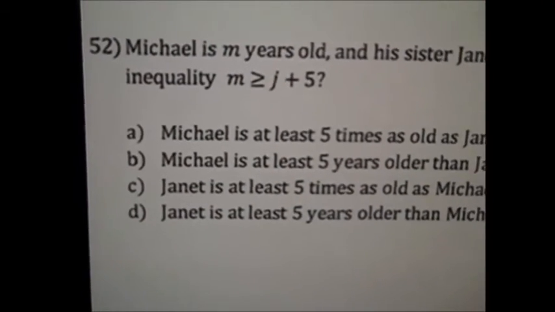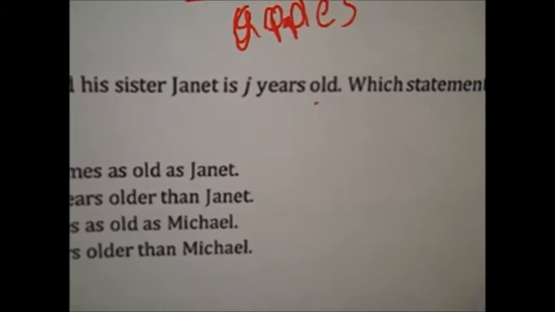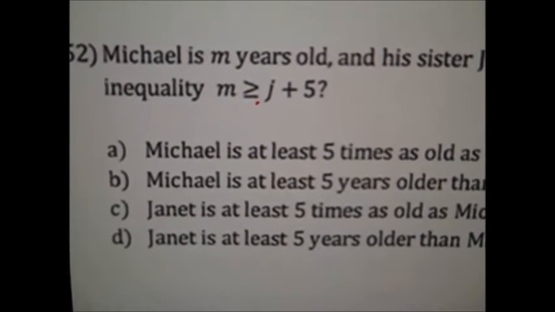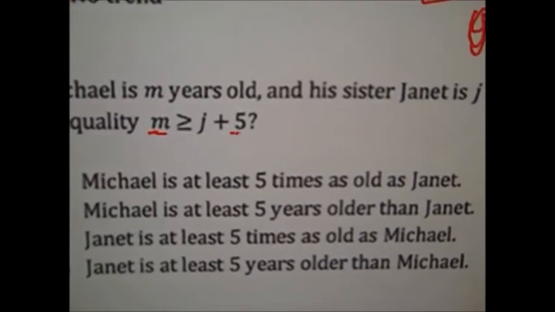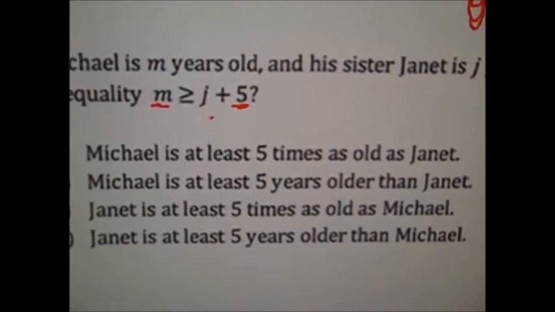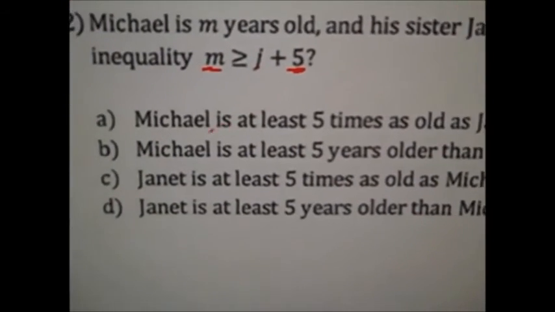Number 52, Michael is M years old. His sister Janet is J years old. Which statement best describes the inequality M is greater than or equal to J plus 5? This is Michael, and this is Janet. So Michael is Janet plus 5. That means he's probably older than Janet by 5 years. Look at this one.